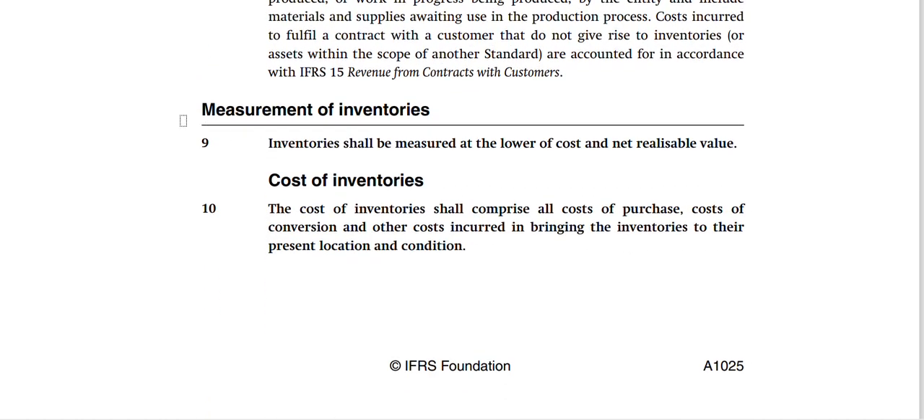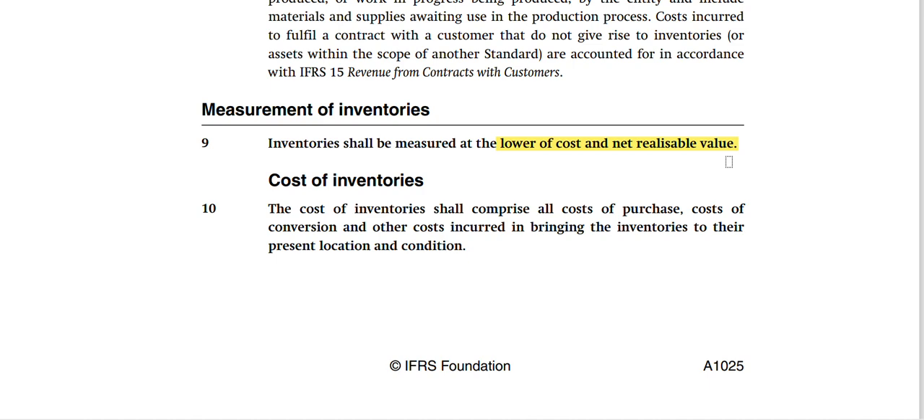Then when you're looking at the next paragraph, we're looking at the measurement of inventory. Inventory shall be measured at the lower of cost and net realizable value. It is important for you to understand that when it comes to measuring inventory, it should be at the lower of cost, which is the cost to acquire the inventory, including all the necessary costs to bring that inventory to the location and position that enabled it to be used by management, and net realizable value, which is the amount expected to be received from sale less the expected cost of completion less the expected cost to sell.